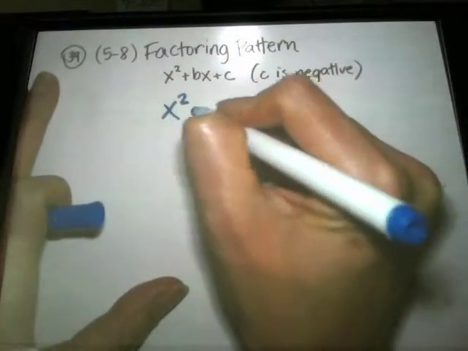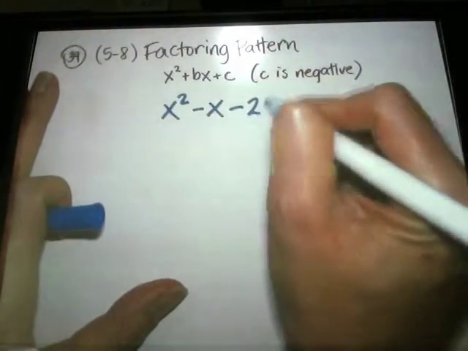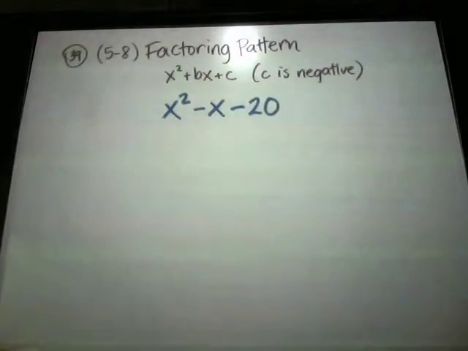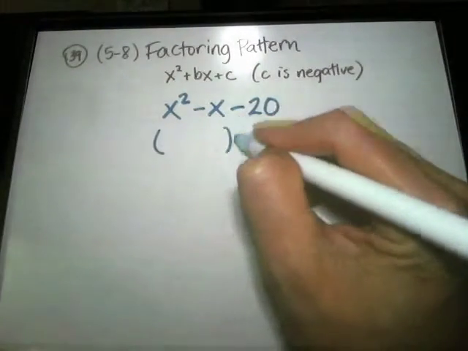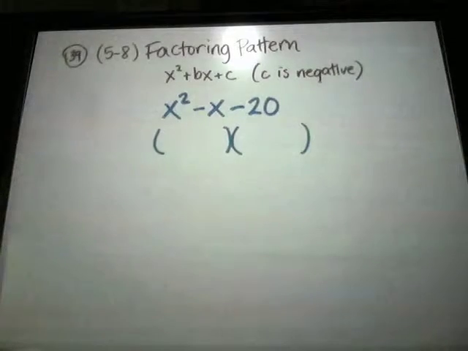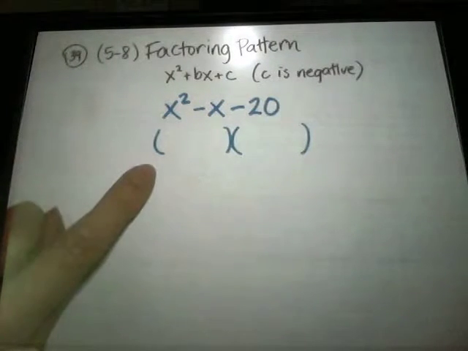X squared minus x minus 20. So there my C value is negative 20. That's the only difference here. Everything else is the same. This is a trinomial, and we are going to factor it, which means we are going to be looking for the two binomials that could have been multiplied to get this trinomial. Again, I like to call it reverse FOIL. If you can imagine what we would do with FOIL and then take it backwards a step.